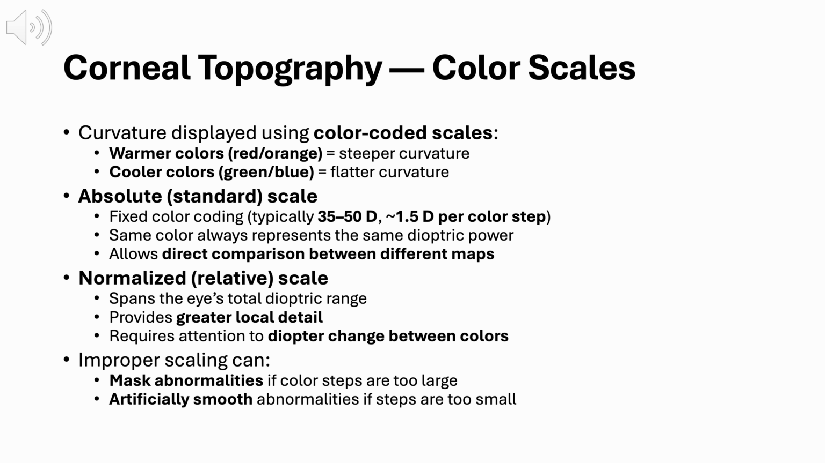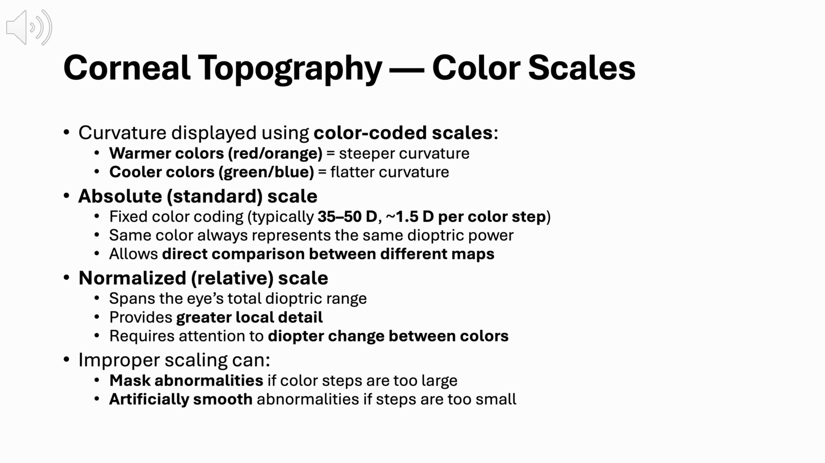Now we'll talk about how to read corneal topography maps, starting with color scales, because how the data are displayed can completely change how the map looks. On corneal topography, curvature is shown using color-coded scales. Warmer colors, like red and orange, represent steeper curvature, while cooler colors, like green and blue, represent flatter curvature. That basic color logic is consistent across systems, but how those colors are assigned depends on the scale being used.